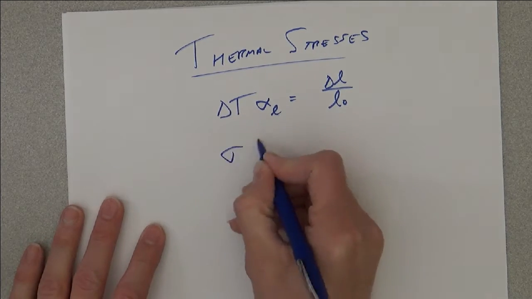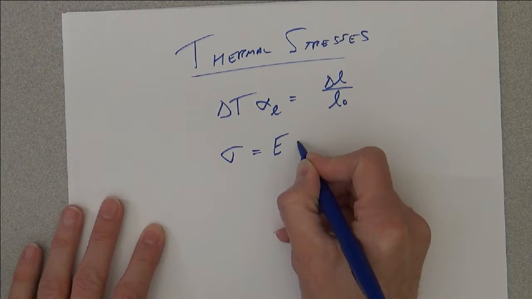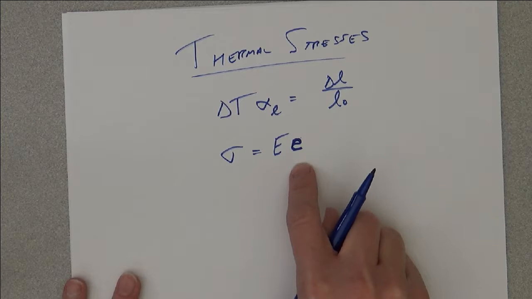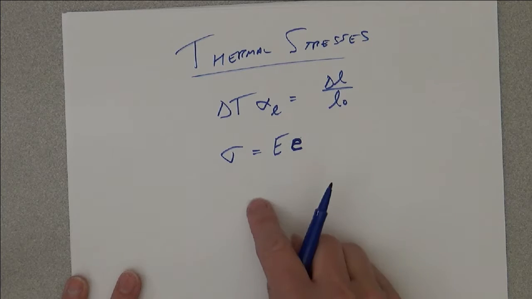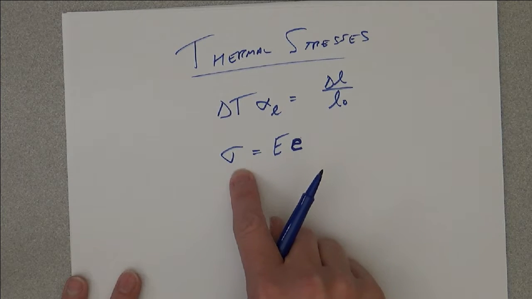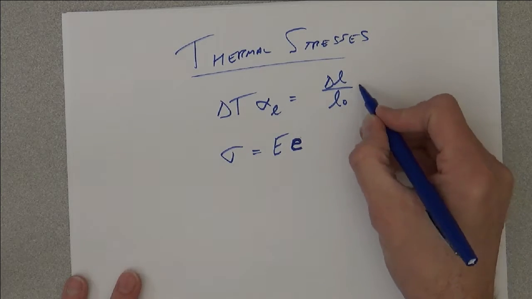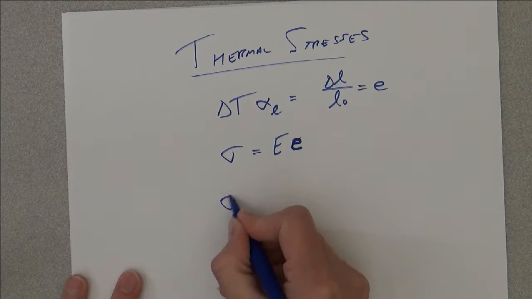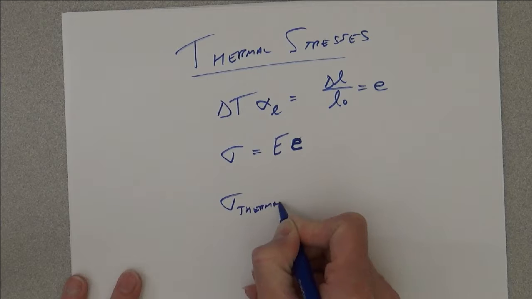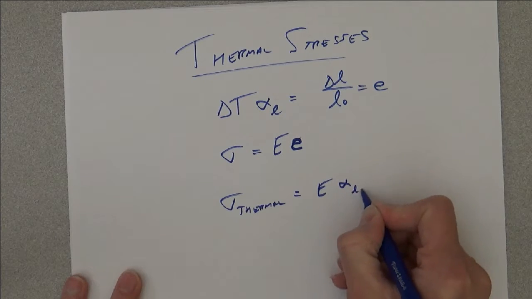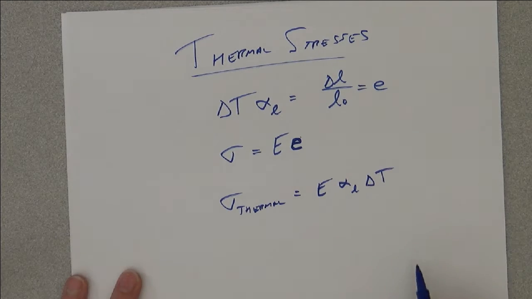But we also know that stress and strain, I guess I'm using little e for this, little strain, are related. So the thermal stresses due to this strain are E, Young's modulus, L delta T.